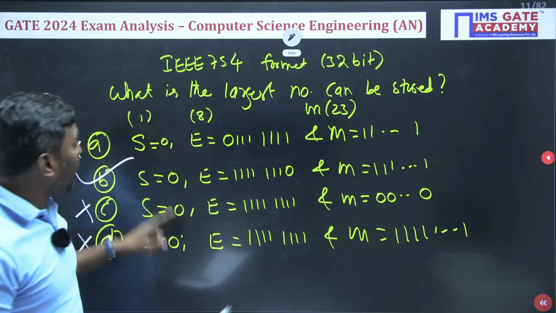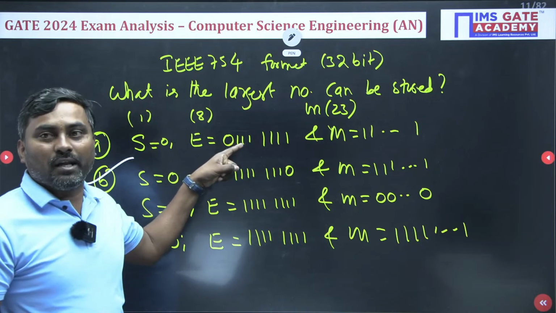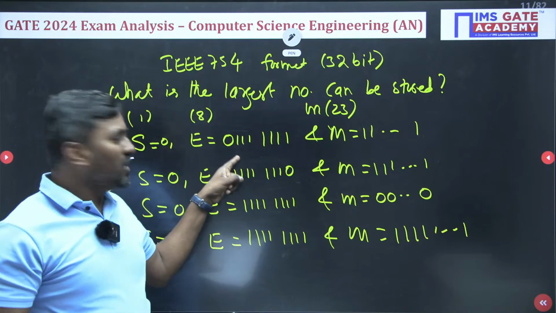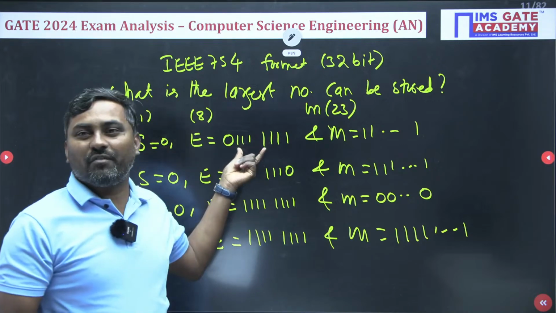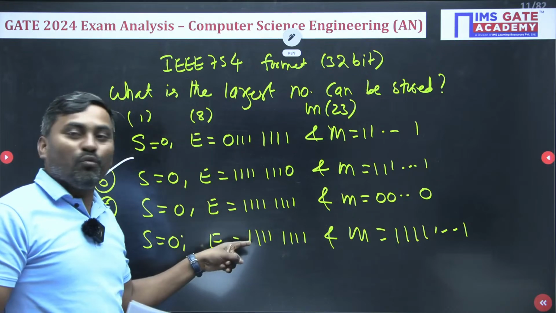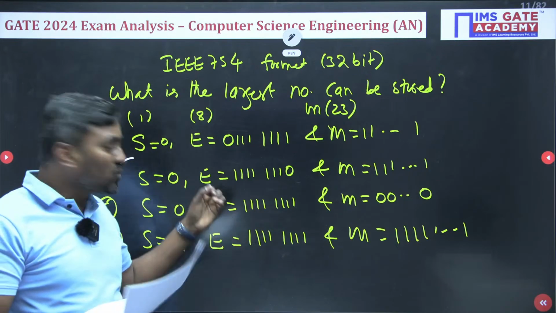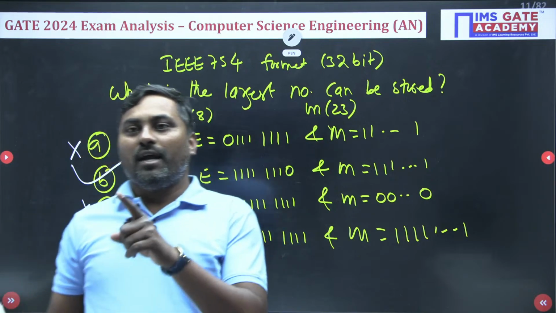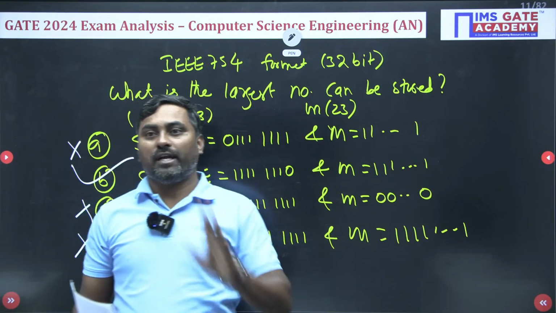Now the other options cannot be right, because that option says this bit position is 0, which gives 127. It is not a large value. Eliminated. This one is 255, which cannot be done. So eliminated. So you mark option B, absolutely right.